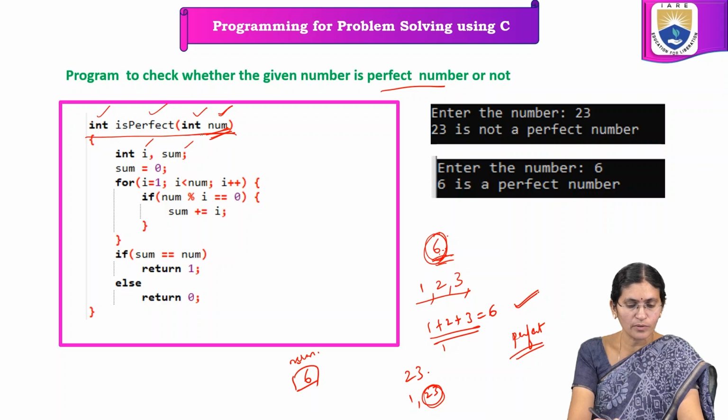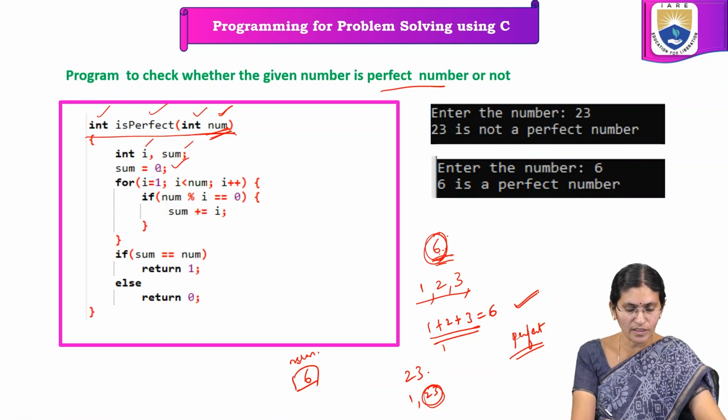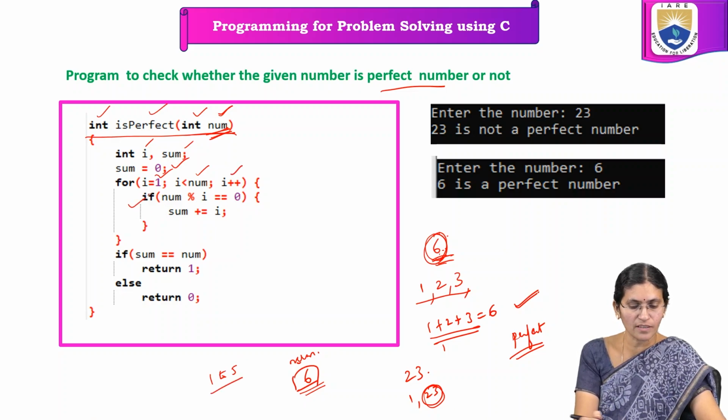We have declared two integer variables, i and sum. Sum is assigned a value 0. There is a loop written here for i equal to 1 to less than num. Suppose num is equal to 6 here. So this loop will repeat 5 times, from 1 to 5. After checking this condition, if the condition is true, sum is incremented by i. So let us see how it is done.